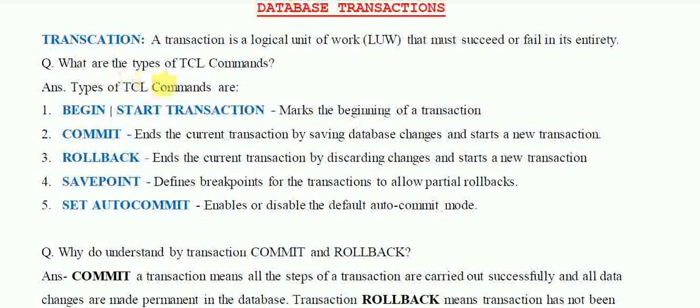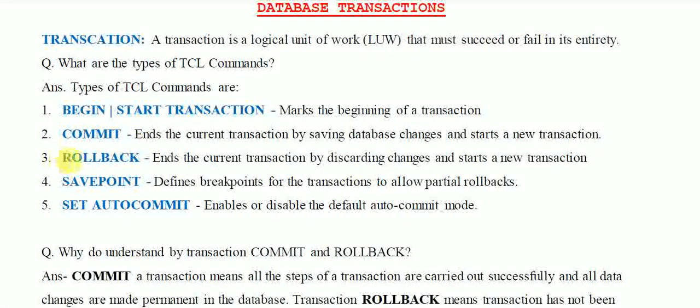Now the types of TCL commands are begin or start transaction. It marks the beginning of the transaction. So when we write begin, it means the transaction is started. Now next is commit. So what do we mean by commit? It ends the current transaction by saving the changes and starts a new transaction. So when we use the commit command, then the changes made to the software are saved permanently.